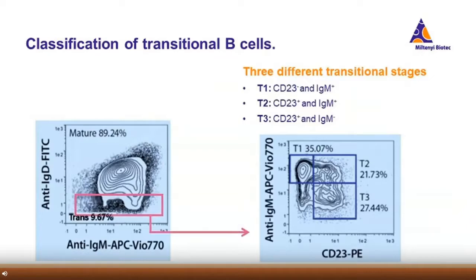Also, when you want to look closer into the transitional B cells, you can actually distinguish between three different stages of transitional B cells. So it's T1, T2, and T3 cells that you can distinguish by the markers CD23 and IgM. So the T1 cells are CD23 negative, IgM positive. The T2 cells are positive for both markers, and the T3 cells are CD23 positive and IgM negative.